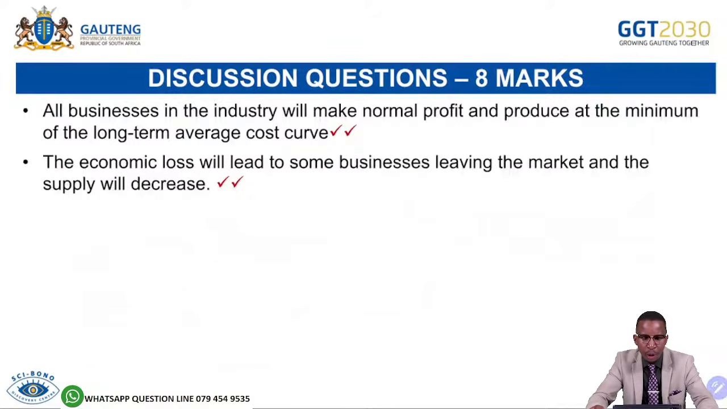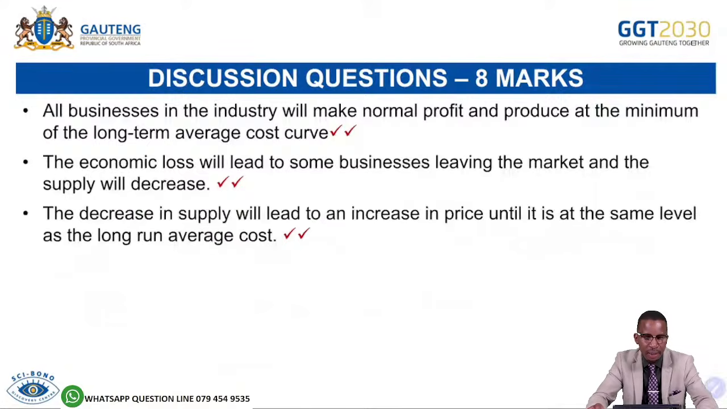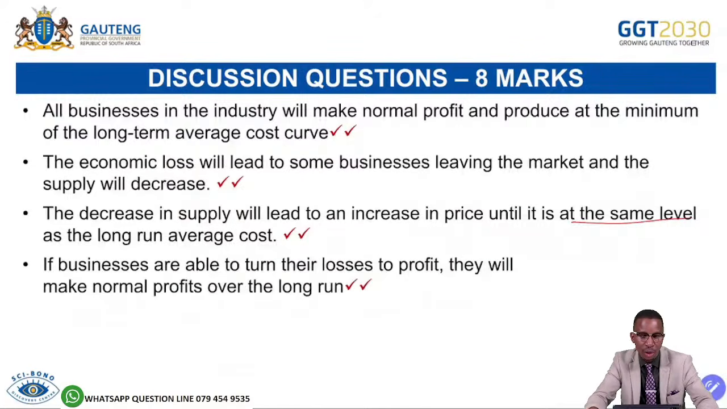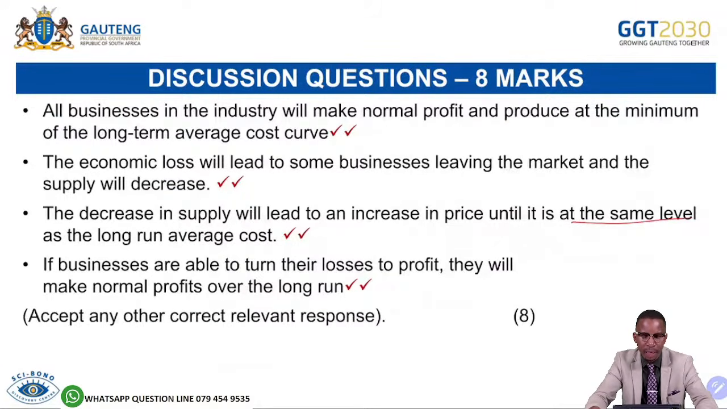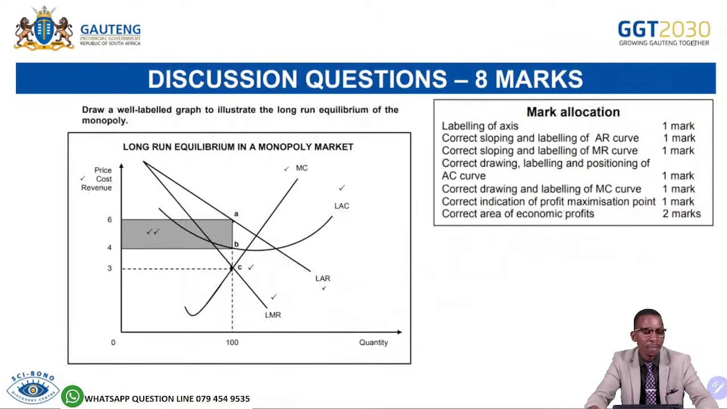And then economic loss will lead to some businesses leaving the market, and the supply will then decrease. The decrease in the supply will lead to increase in price until it is at the same level as the long-run average cost. If businesses are able to turn their losses to profits, they will make normal profits over the long run. Any other answer that is relevant and correct is accepted.